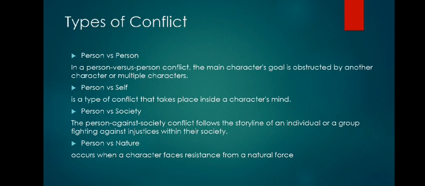So person versus society conflict follows the storyline of an individual or a group fighting against injustices within their society, sometimes successful, sometimes not so successful. The fourth type of conflict is person versus nature. It occurs when a character faces resistance from a natural force, and this can mean weather, wilderness, or natural disaster.